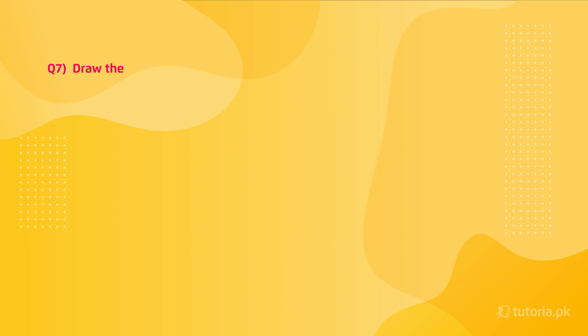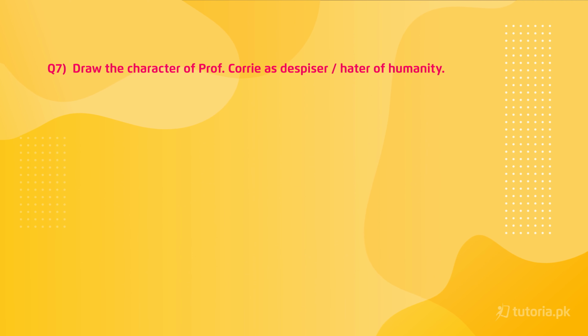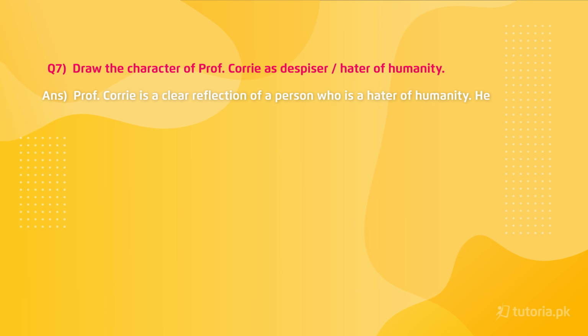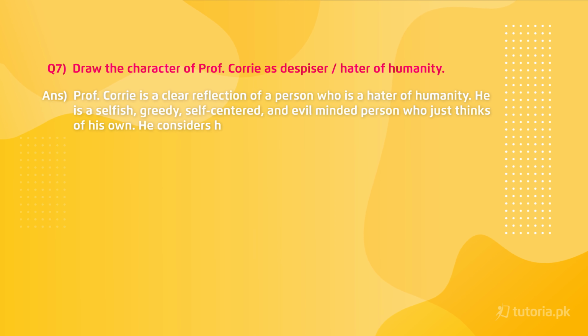7th question. Draw the character of Professor Corey as despiser, hater of humanity. Answer. Professor Corey is a clear reflection of a person who is a hater of humanity. He is a selfish, greedy, self-centered, and evil-minded person who just thinks of his own. He considers human beings worthless creatures.